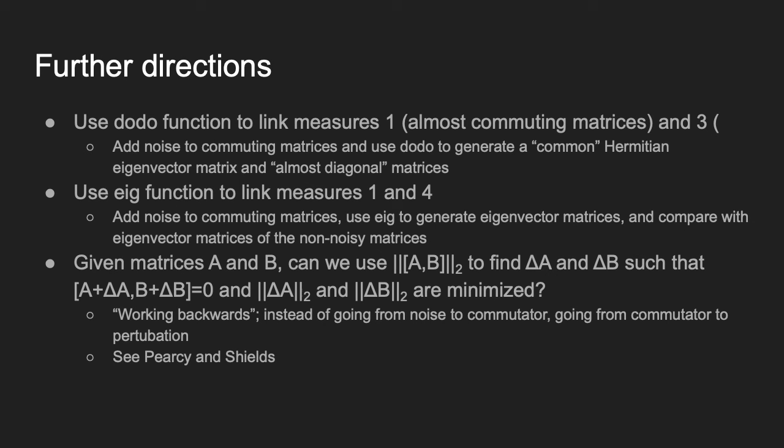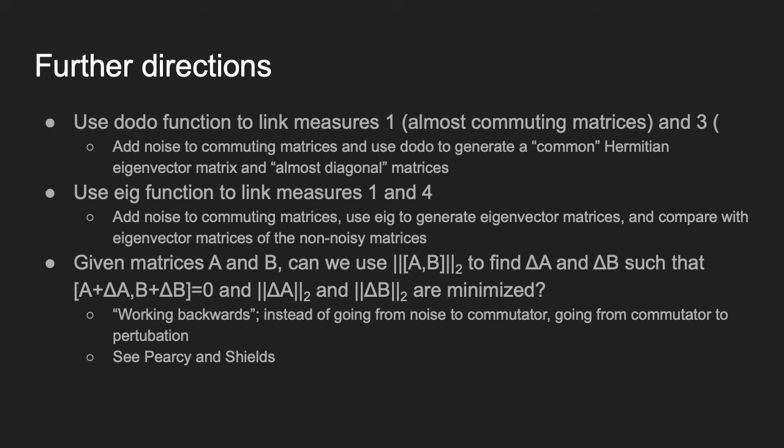So what are some additional directions to continue this research? One direction is to use the dodo function written by Professor Brian Sutton to link measure 1, almost commuting matrices, and measure 3, common eigenvector matrices of matrices that are almost diagonalizable. We can add noise to commuting matrices and use dodo to generate a quote-unquote common Hermitian eigenvector matrix and almost diagonal matrices.